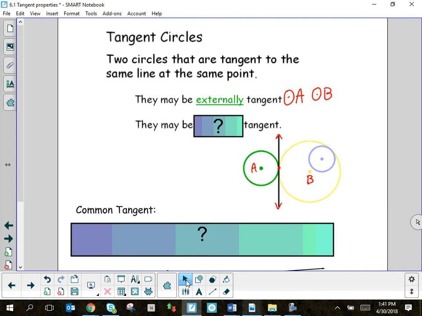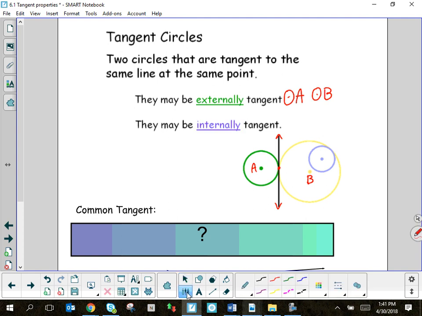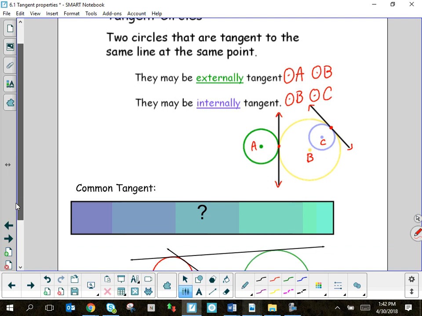There's also another way they can be tangent, that would be internally tangent. And for internally tangent, we have, say, a tangent line maybe about right there. This would be the point of tangency, and let's call that circle C. So circle B and circle C are externally tangent. Okay, so those are tangent circles, and you don't always have to see the tangent line there.